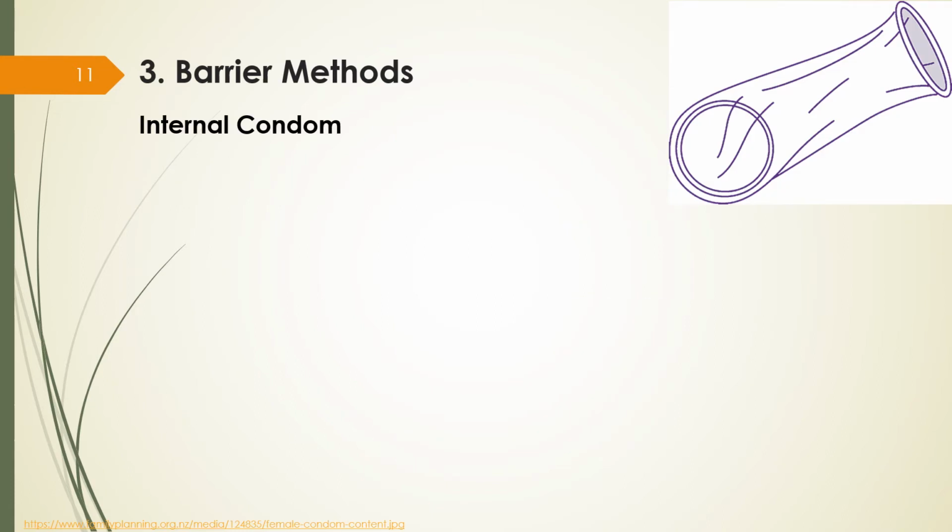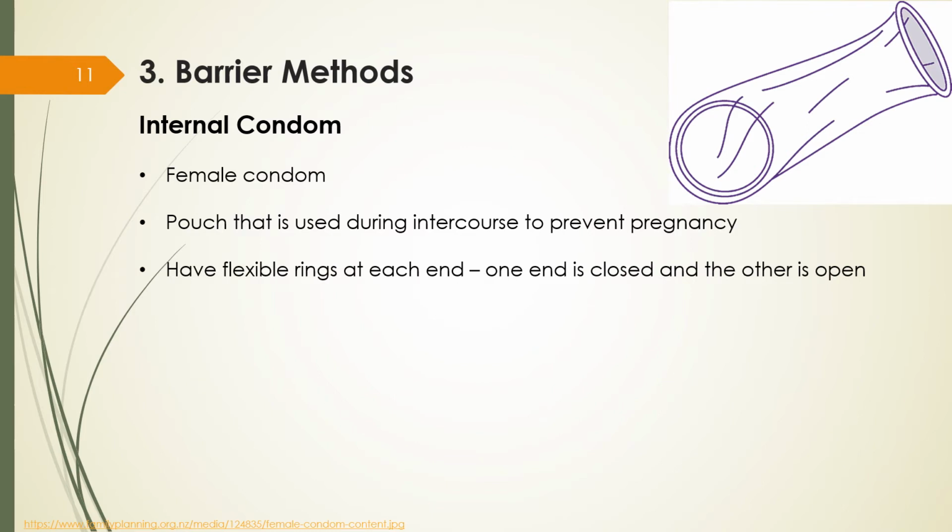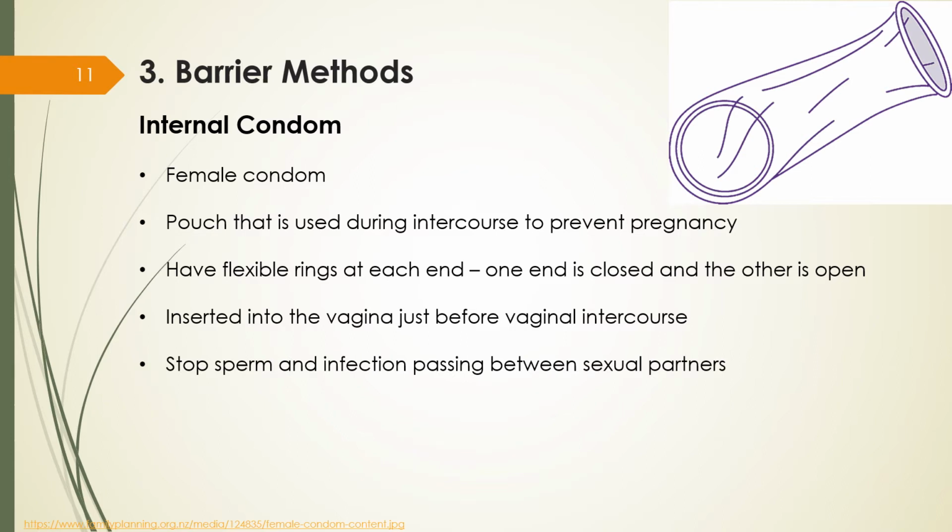And the other one is the female condom that we call the internal condom. It's a pouch that's used during intercourse to prevent pregnancy. It has flexible rings at each end. So you can see here 2 rings. One of the rings, the closed one, goes inside the vagina and the other one remains open. So it's inserted into the vagina just before vaginal intercourse and stops sperm from passing through and also infection. So both of them are good to avoid passing infection.